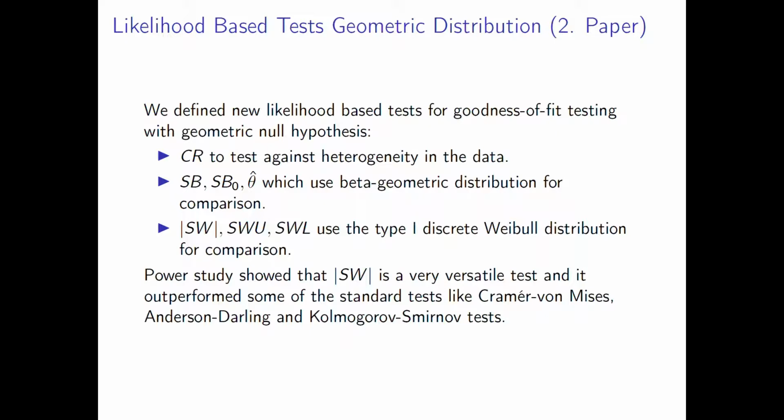It turned out that this is quite versatile, especially the first one, the absolute value of SW. It turned out to be quite versatile, and it actually outperformed some of the standard tests which are supposed to be versatile, like the Cramer-von Mises test, the Anderson-Darling, and Kolmogorov-Smirnov tests. We found this out by doing a power study for very different samples from different alternatives.